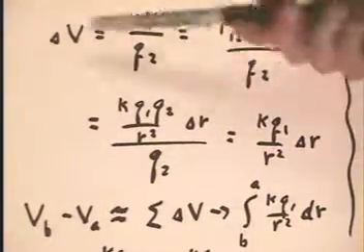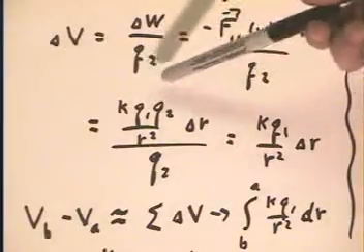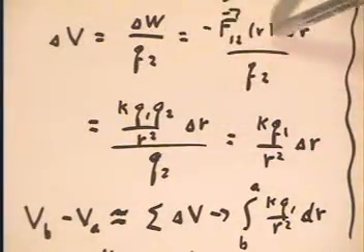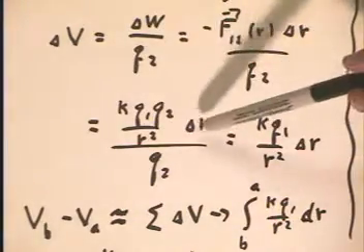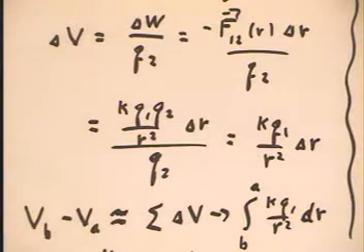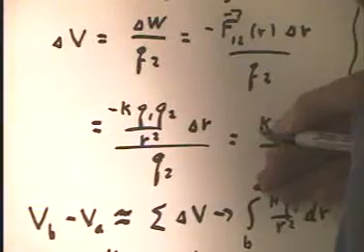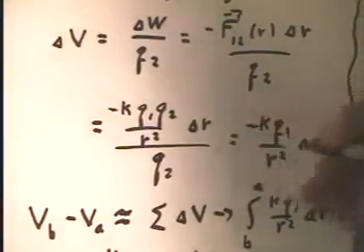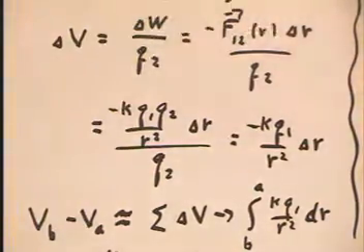Now the magnitude of this force is kq1 q2 over r squared. That is, F12 of r is kq1 q2 over r squared. And that's times delta r, and of course we're going to divide that by q2. And looks like I've messed up my signs here. That should be negative. And that, of course, should be negative because we're exerting a force opposite to F12. So I've lost my negative sign there somehow.